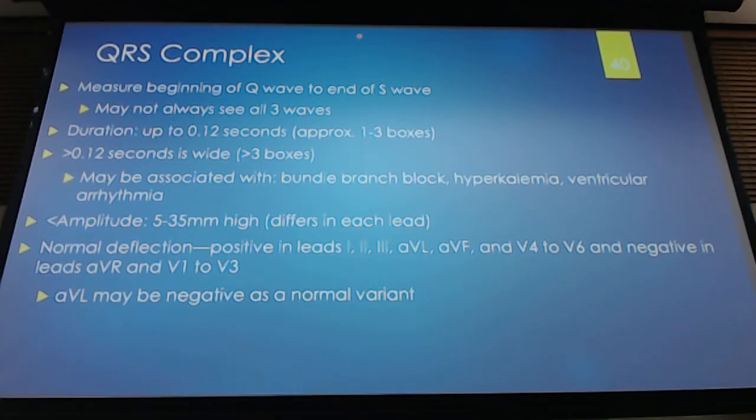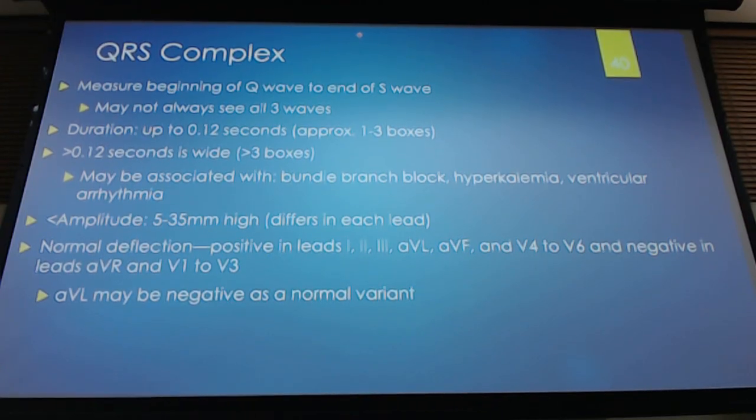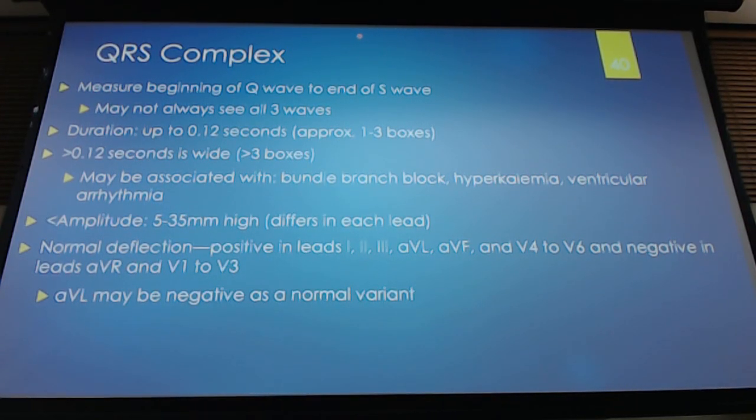The QRS is measured from the beginning of the Q wave to the end of the S wave. Remember, we may not see all three boxes. The duration of that complex, whether it's just the R and the S, or the Q and the R and the S, or the Q and the S, can be up to 0.12 seconds. Okay, 1 to 3 small boxes.